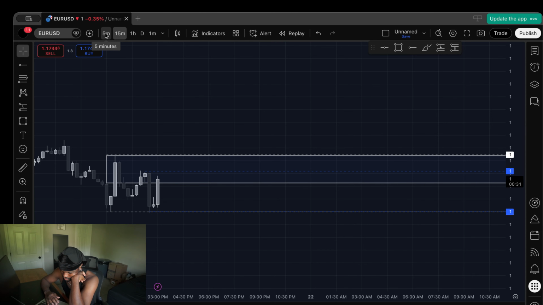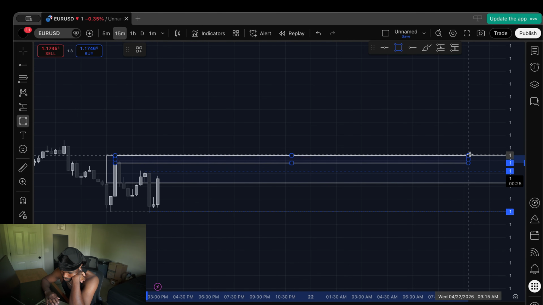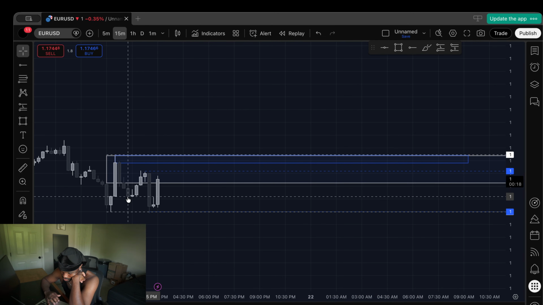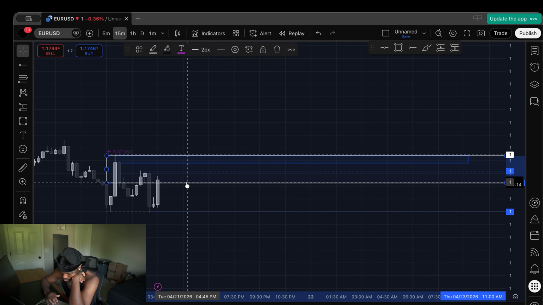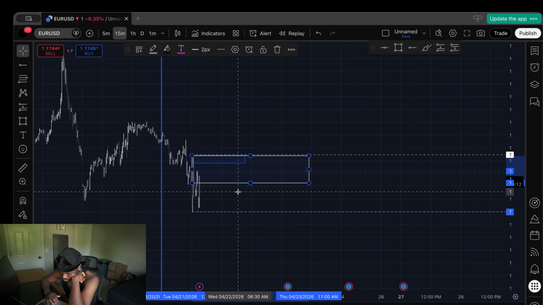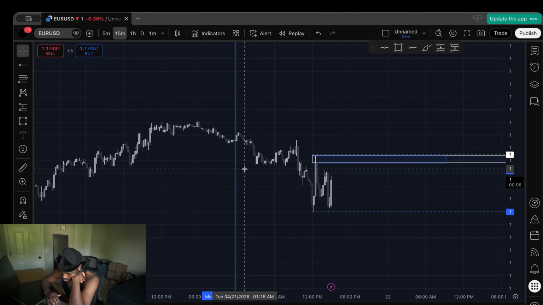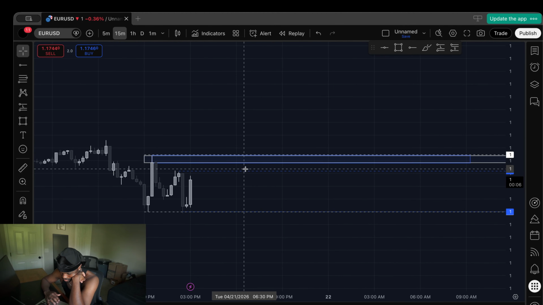Let's look at the 5 minute real quick. Actually, we could draw an order block here. So price might actually hit this. That's 2 order blocks in the same spot. This point is what I'm looking for. I'll go ahead and consolidate like these. That's what I'm looking for.